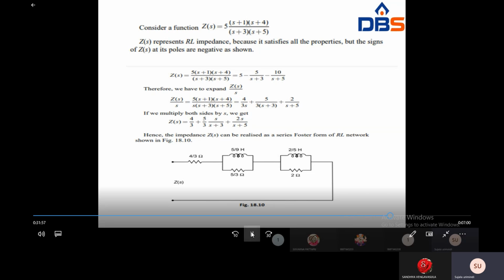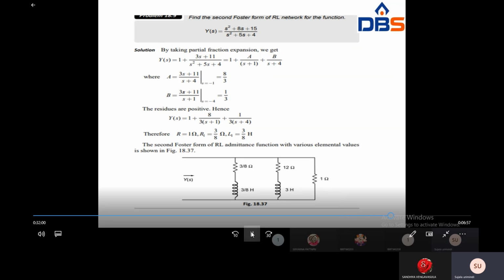When we have to denote in terms of admittance, that is the second Foster form, Y of S equals S square plus 8S plus 15 over S square plus 5S plus 5. When the two are of the same degree, first we have to divide. Then you get the fraction like this, and you take the partial fractions. The values you get are 1 plus A, which is 8 by 3 into S plus 3, and B, which is 1 by 3 into S plus 4. Simply 8 by 3 S.